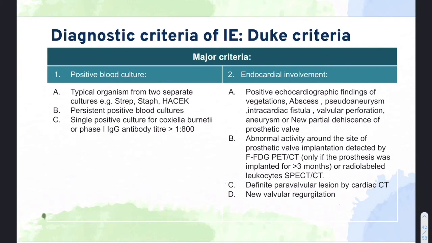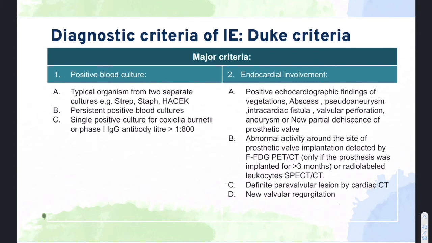It has two phases, phase 1 and 2. That is why they wrote here phase 1 IgG antibody titer. It's just a criterion for Coxiella. You need just the phase 1 IgG antibody to be more than 1 to 800 to have a positive blood culture equivalent for the major criteria. Then we have endocardial involvement.